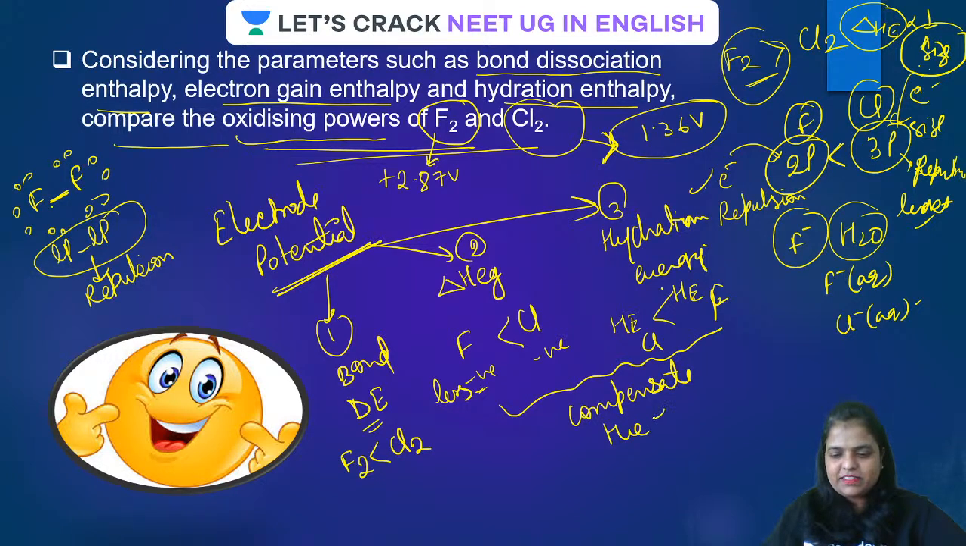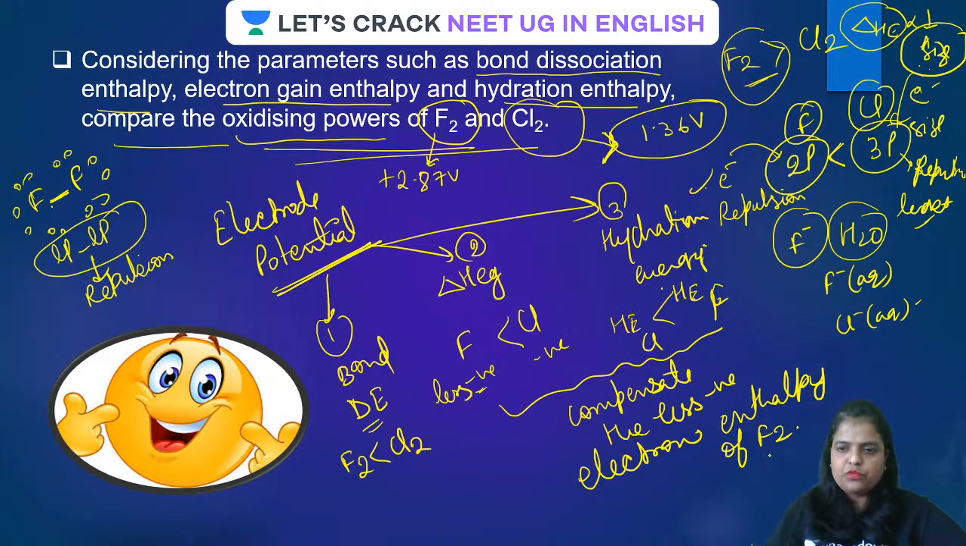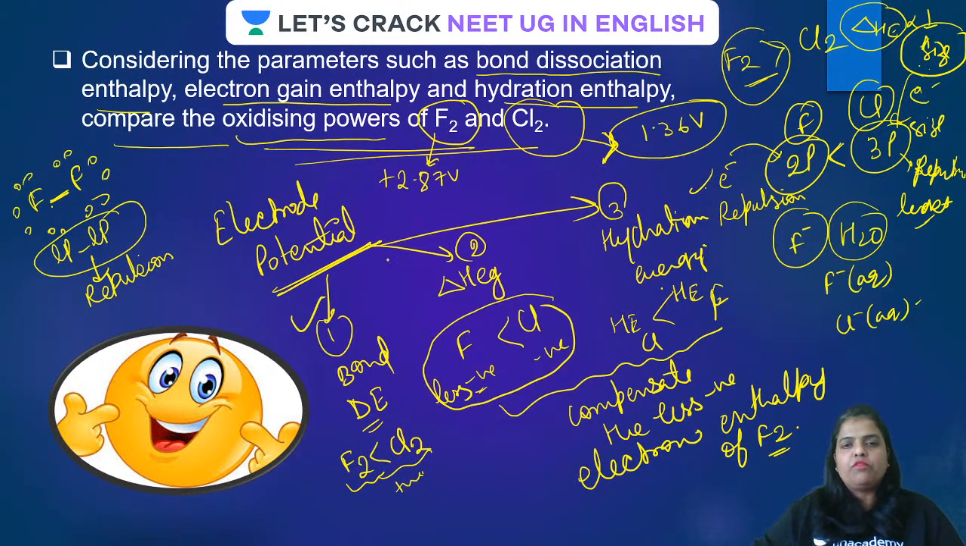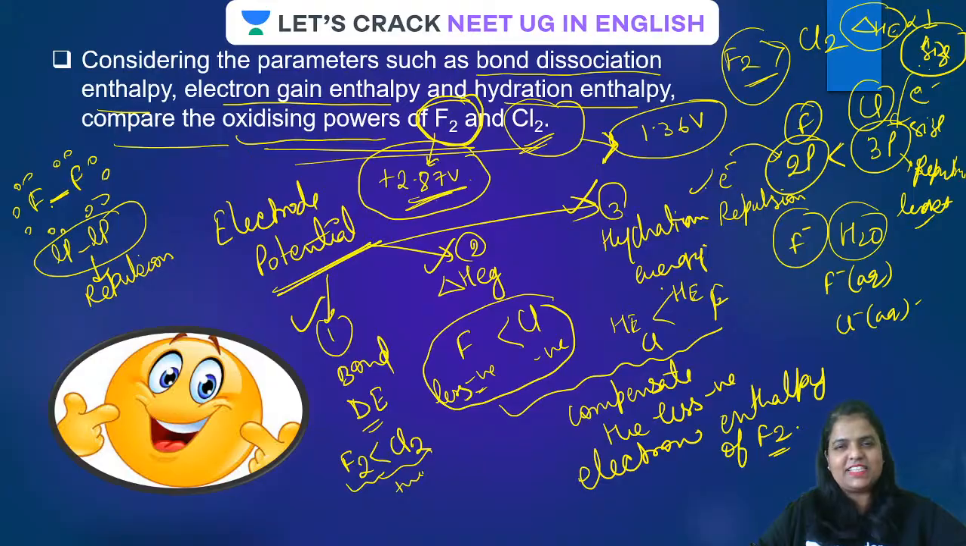Okay, guys, the less negative electron gain enthalpy of F2, this is less negative, and the bond dissociation energy has to be positive. Hydration energy is energy released, so this is also negative. So what happens altogether when you add the three values, first, second, and third? This value is going to be more, that is 2.87 volt, than that of chlorine, that is 1.36, when we add all of them. Therefore the overall value of fluorine is more, plus 2.87 volt. It is a better oxidizing agent than chlorine. Is that clear, guys?